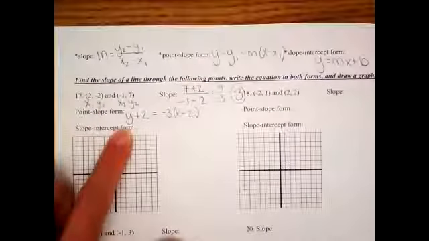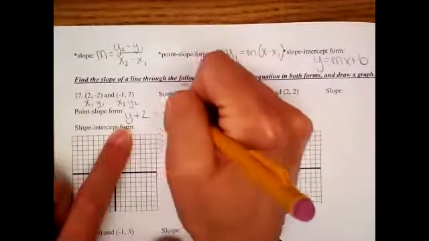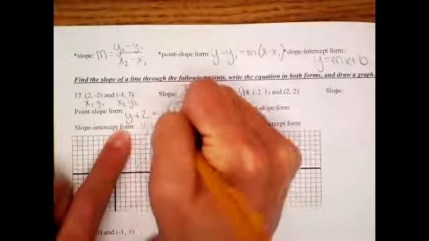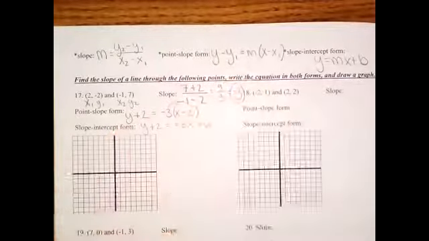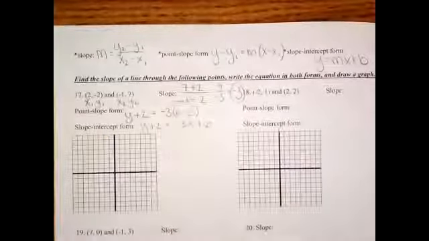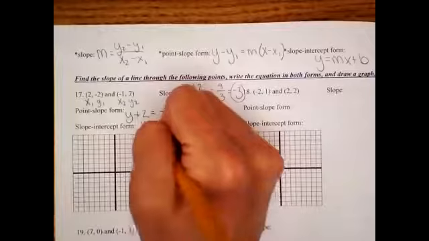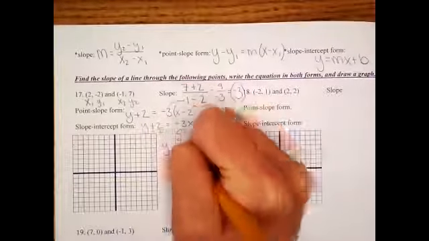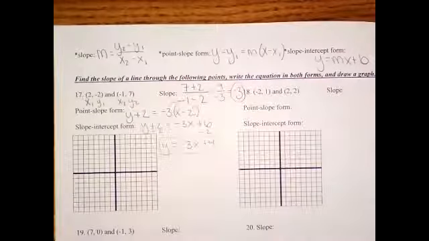And then to turn that into slope-intercept form, you just need to rearrange it. We're going to distribute the negative 3. And then subtract over the 2. So those are your two forms of the line.